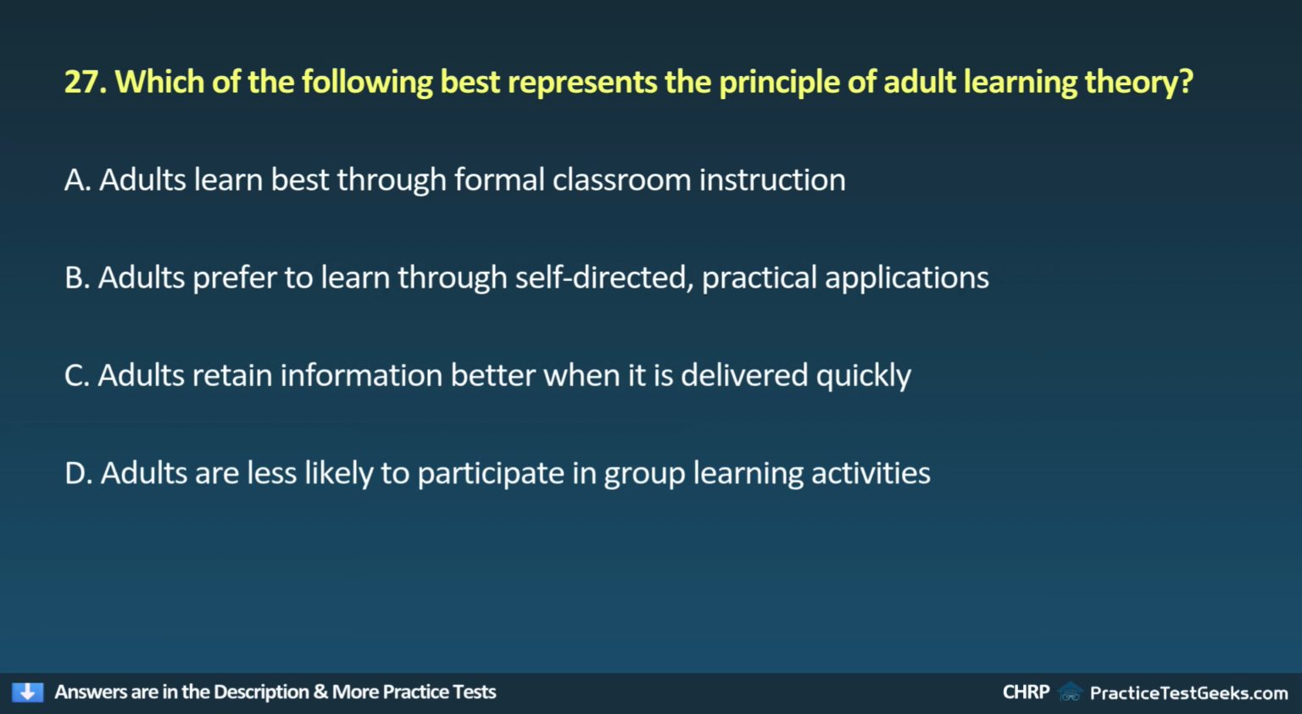27. Which of the following best represents the principle of adult learning theory? A. Adults learn best through formal classroom instruction. B. Adults prefer to learn through self-directed practical applications. C. Adults retain information better when it is delivered quickly. D. Adults are less likely to participate in group learning activities.